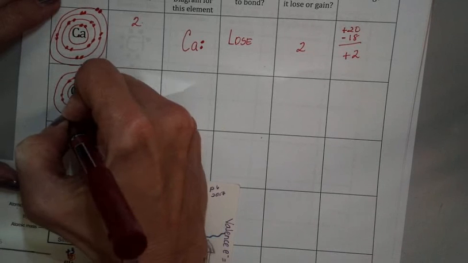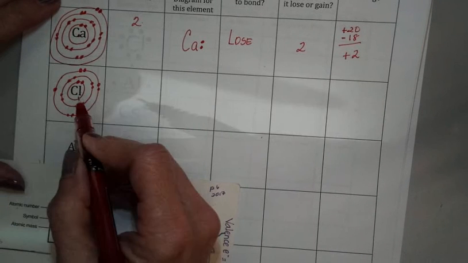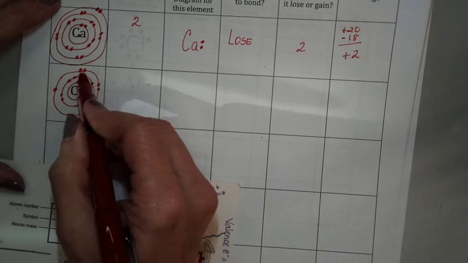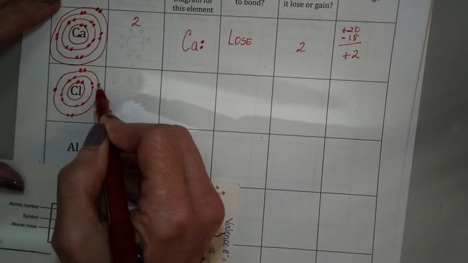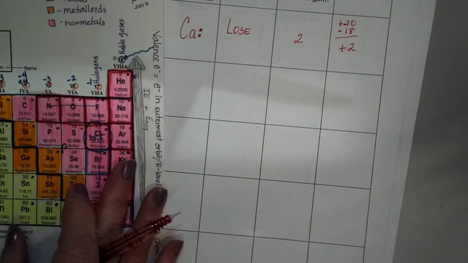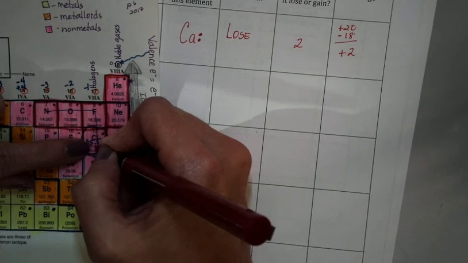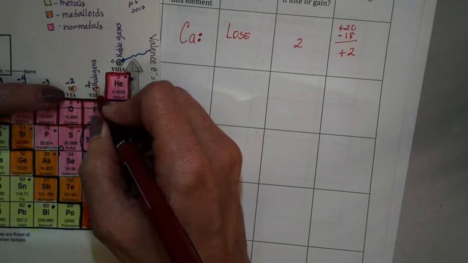How many valence electrons does chlorine have? Well, go to the outside orbit. How many electrons? There are 7 there. And you can also check your periodic table. Here's chlorine. Go up to the group it's in. It's in group 17. Cover up the 1, and it has 7 valence electrons.